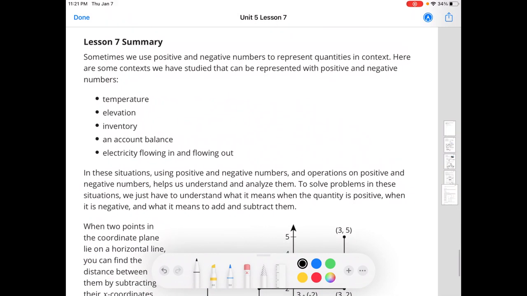Okay, so it says sometimes we use positive and negative numbers to represent quantities in context. So some contexts that we have studied that can be represented with positive and negative numbers include temperature, elevation, inventory, account balance, and electricity flowing in and out. So in these situations, positive and negative numbers help us understand and analyze them. So we have to understand what it means if the quantity is positive, what it means when it's negative, and what it means to add and subtract.